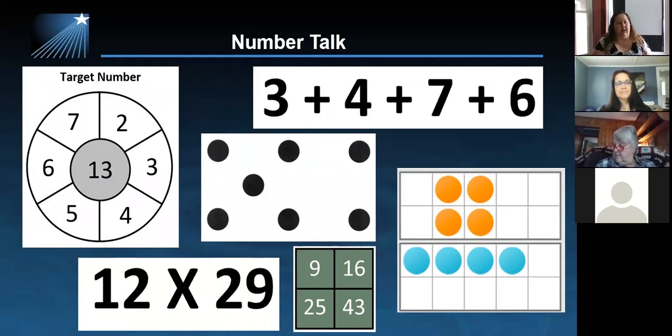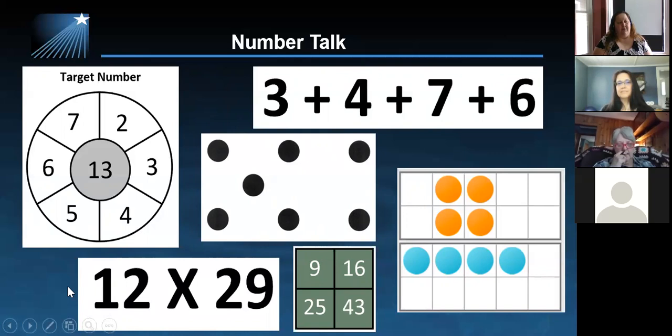This here might be a number talk that could be shared with first graders. So thinking about how you add when you have multiple digits. So 3 plus 4 is 7, 7 plus 7 is 14. So that could be, oh, I used a doubles fact, 7 plus 7, and then plus 6 more is 20. Some students might say 3 and 7 make 10, 4 and 6 make 10, then I have 10 and 10. So they're thinking about how they're going to solve that problem.